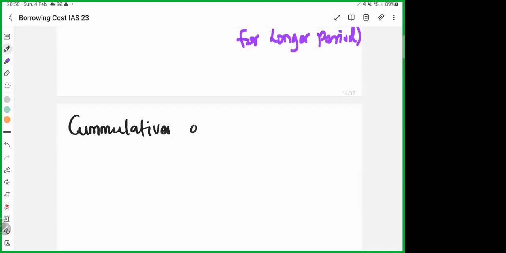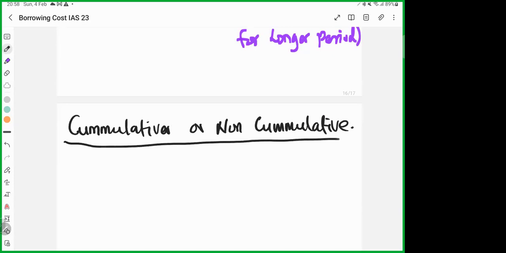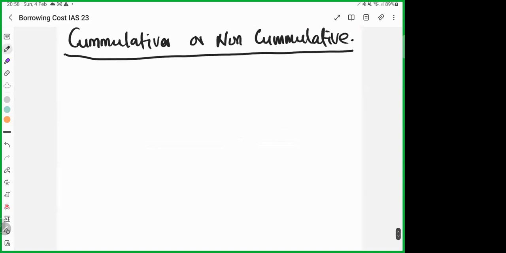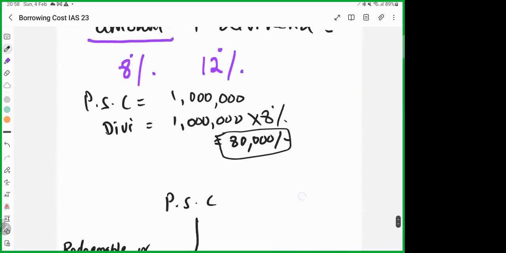Cumulative or non-cumulative. Cumulative or non-cumulative. What do you mean by this? Now we talked about dividend. In this case, how much is the example?